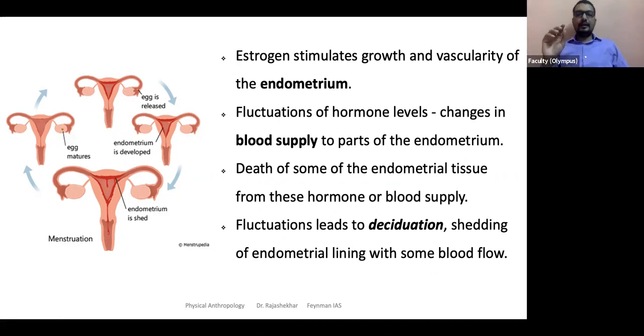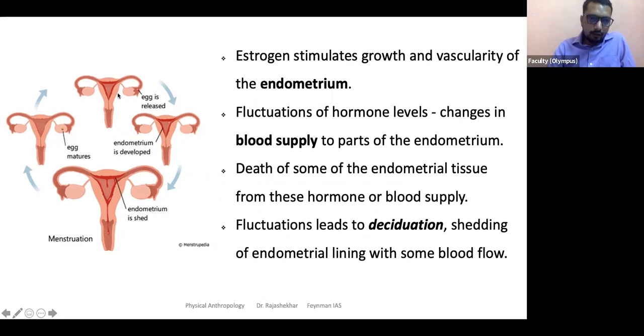Only rarely you may notice two eggs being released, one from each ovary, thereby resulting in the twin concept. Otherwise, the egg matures and gets released in a process called ovulation. In the process, estrogen is also secreted by these ovaries, which stimulates the vascularity of the endometrium.